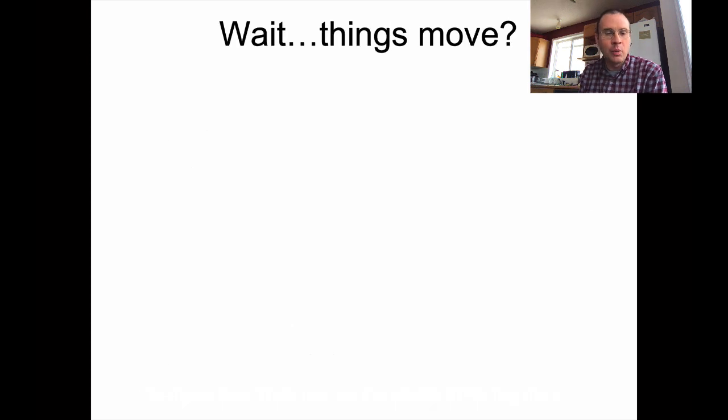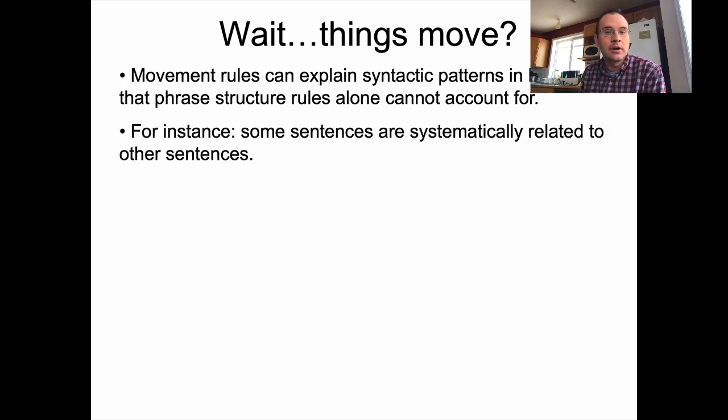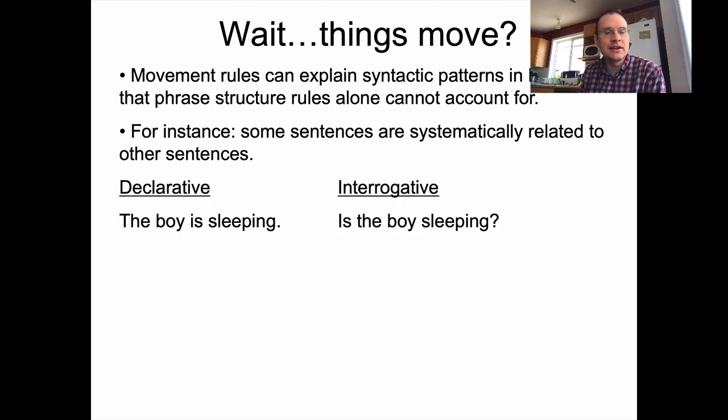with that in mind, I want to focus for the rest of this lecture on what happens when things move in syntax. So in addition to phrase structure rules, which we've talked about at some length, there are also movement rules that can explain syntactic patterns in language that the phrase structure rules alone can't account for. So we're going to look at systematic relationships between different types of sentences to formulate what these rules do, or at least what they operate on. And an easy way to walk into this is by looking at the differences between statements and questions, at least the syntactic differences between the two.